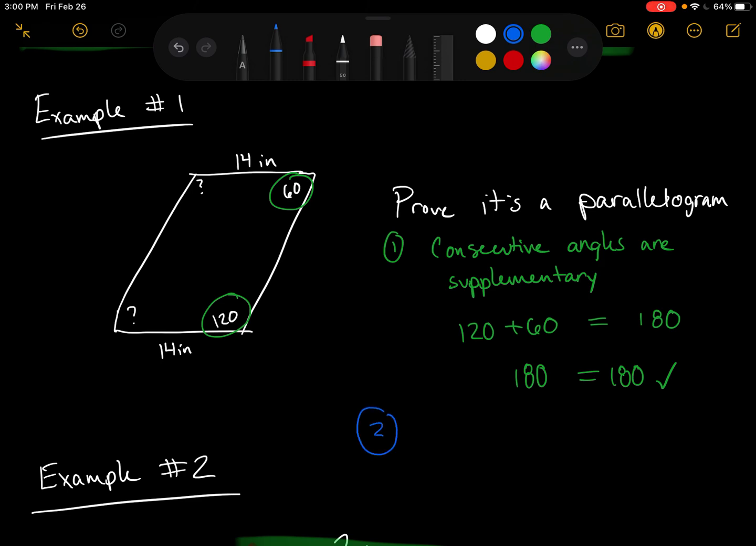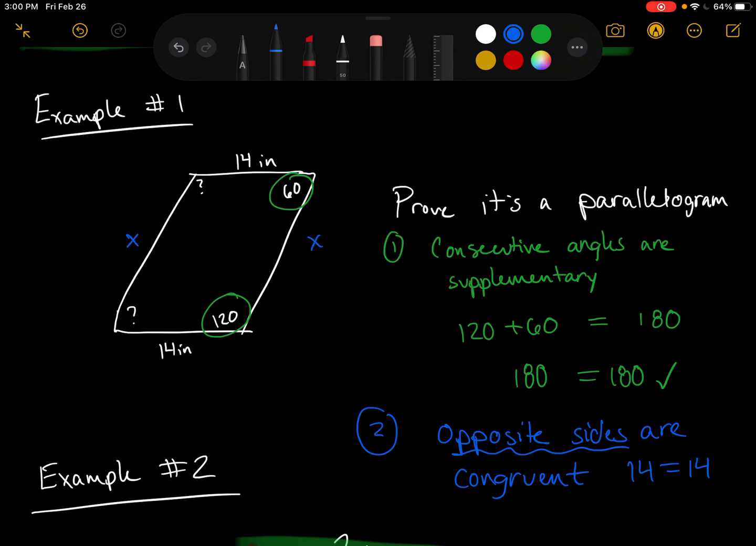So a second way that we can prove this, and both of these are options, we can say opposite sides are congruent. So that would be another way to prove this, because 14 equals 14. We have to be careful, because with this opposite sides, it means both. We also have to know what is this and what is this.